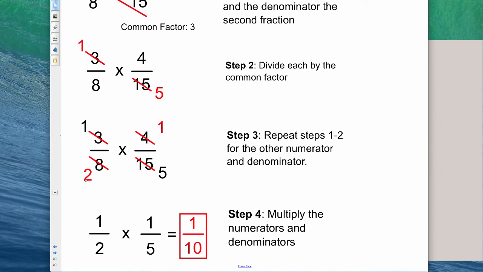So it's almost like we have two new fractions. We're going to take 1/2 times 1/5. If I multiply the numerators, 1 times 1 gets me 1. 2 times 5 gets me 10, so 1/10. And I have my answer in simplest form right off the bat. Let's get some practice on these.